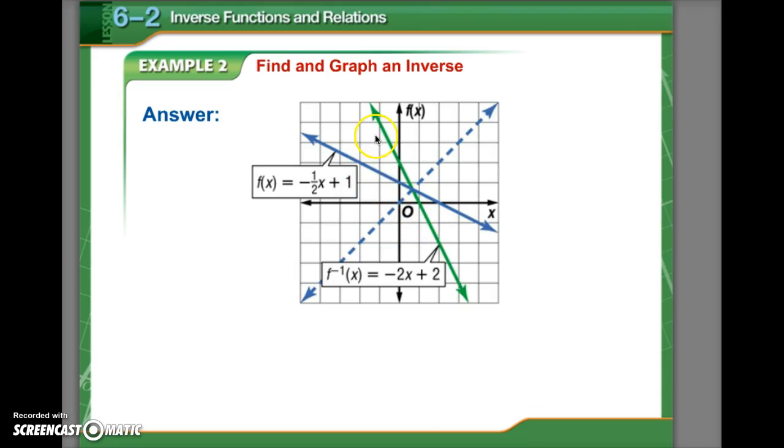Okay, here's a graph of your two functions. The blue line is the original, and the green line is the inverse. And again, notice how these two lines are symmetric and opposite each other. Notice how they're the same distance away from the dotted line, y equals x, at every point along these two lines.